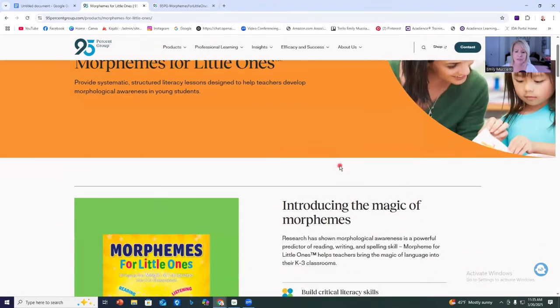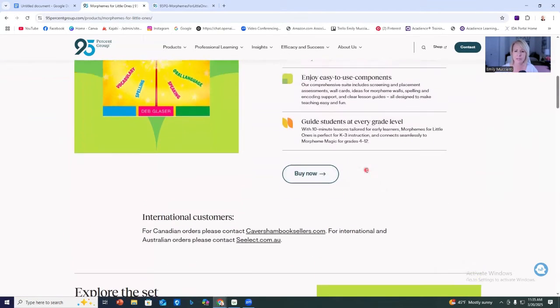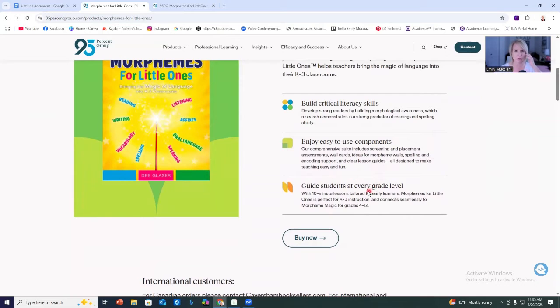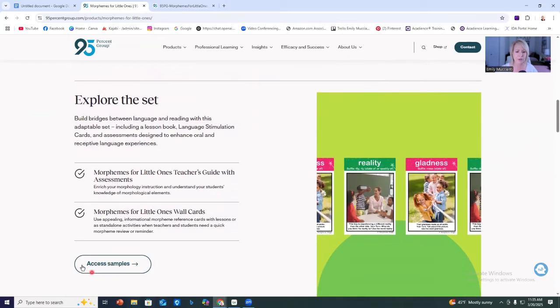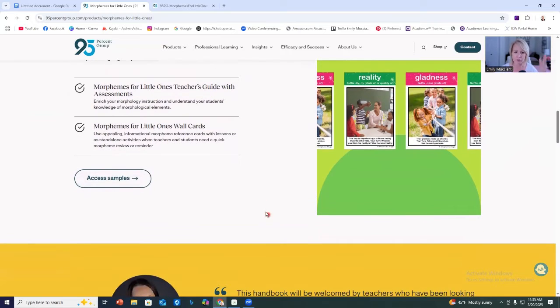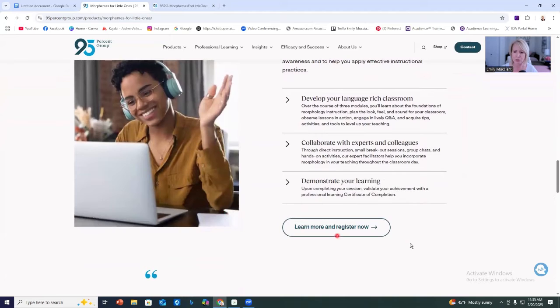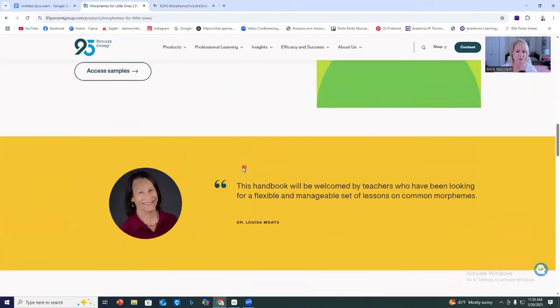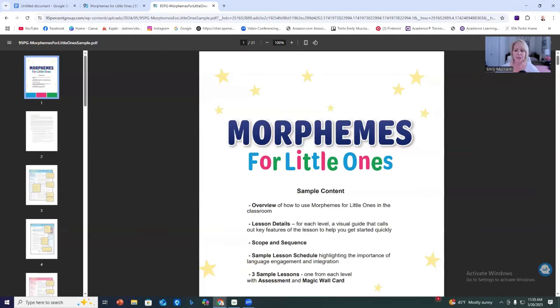going to click here. This is going to give you a little bit of an introduction, talk about some of the information, and I'm going to link all of this in the show notes down below so that you don't have to go searching for it. But what you can do also is access the sample that I'm going to show you now. You have to fill out a little thing, but then you get free access to this sample, and you can go through and see other parts of the product points that they wanted to bring out. But let me share with you, this is the sample page for Morphemes for Littles.